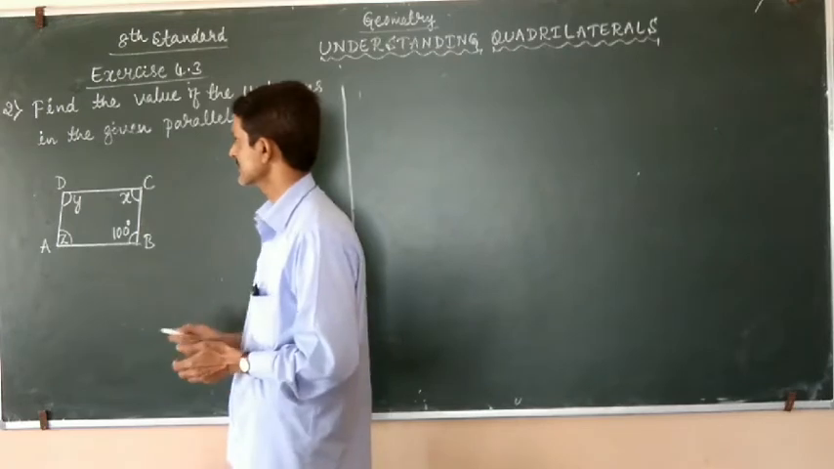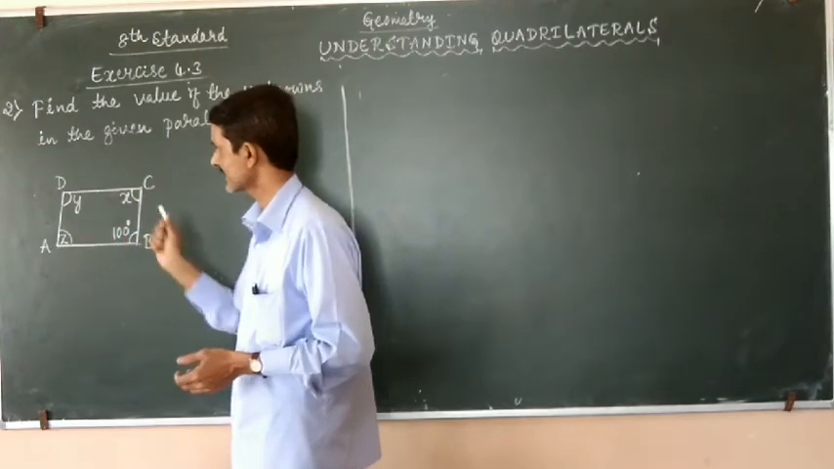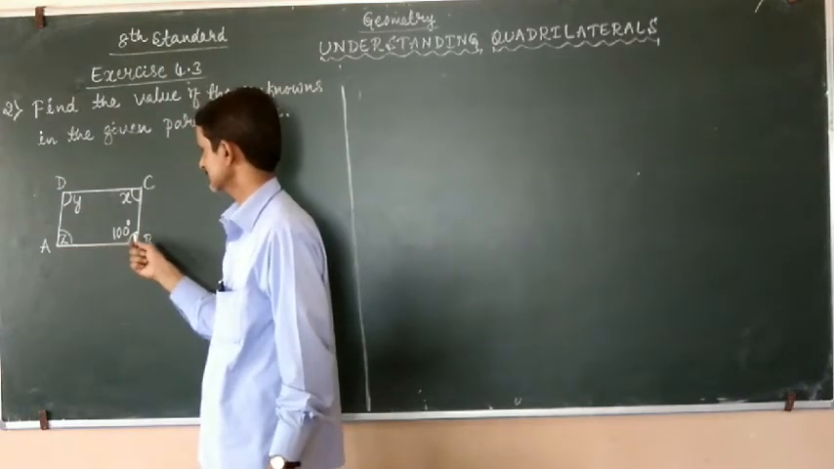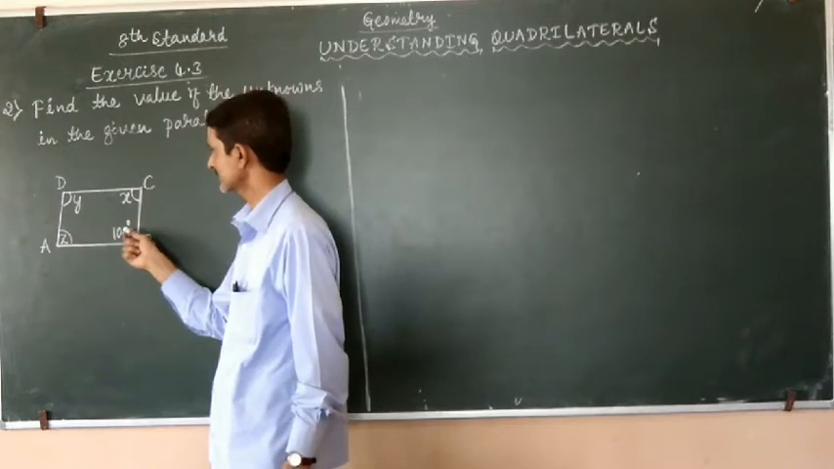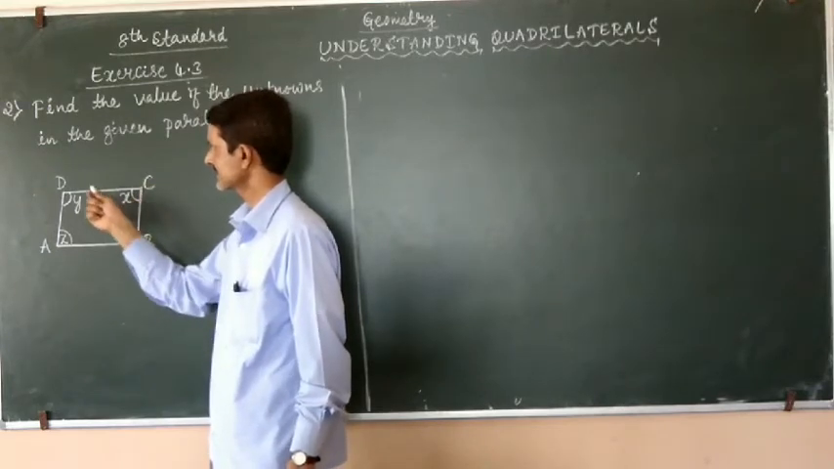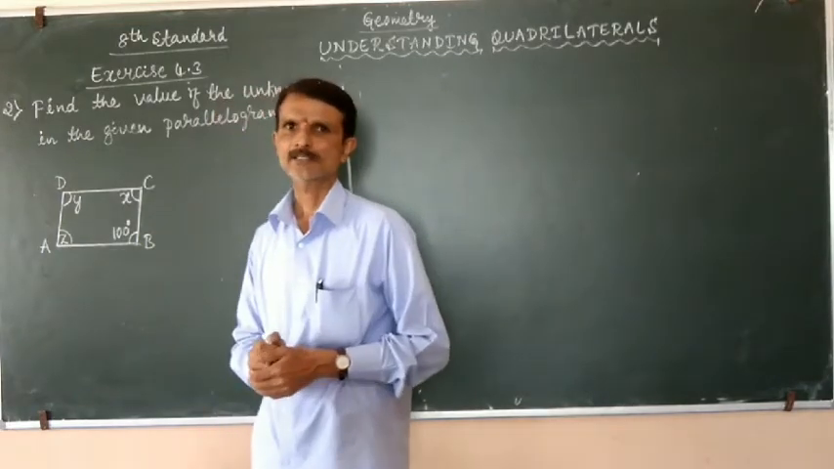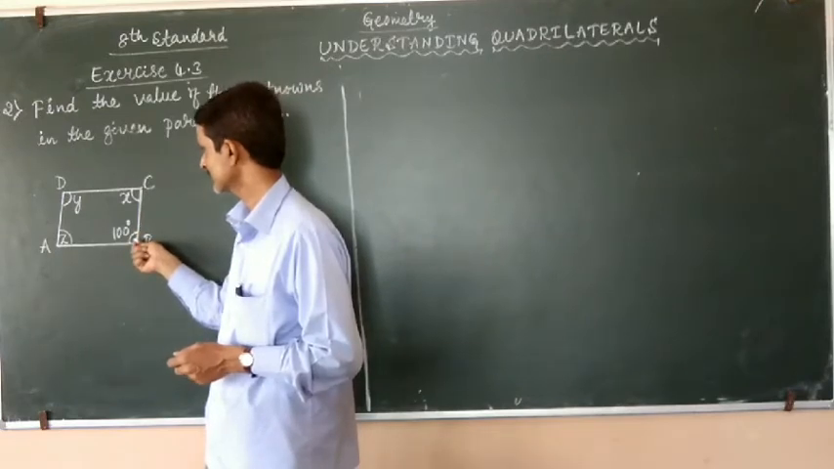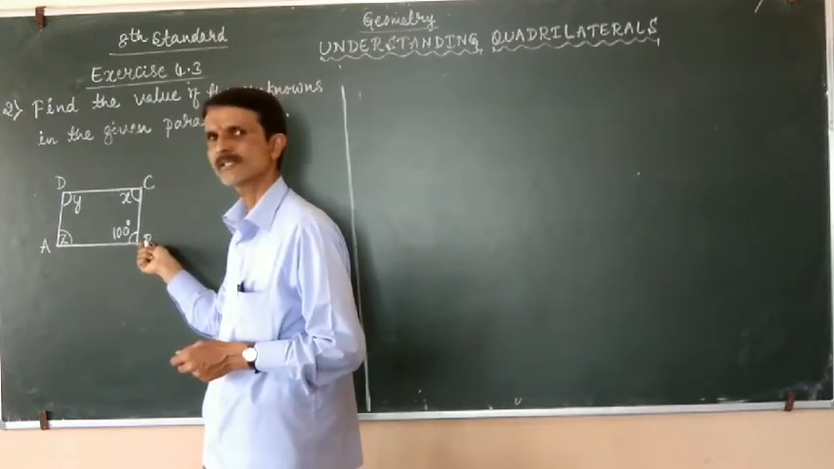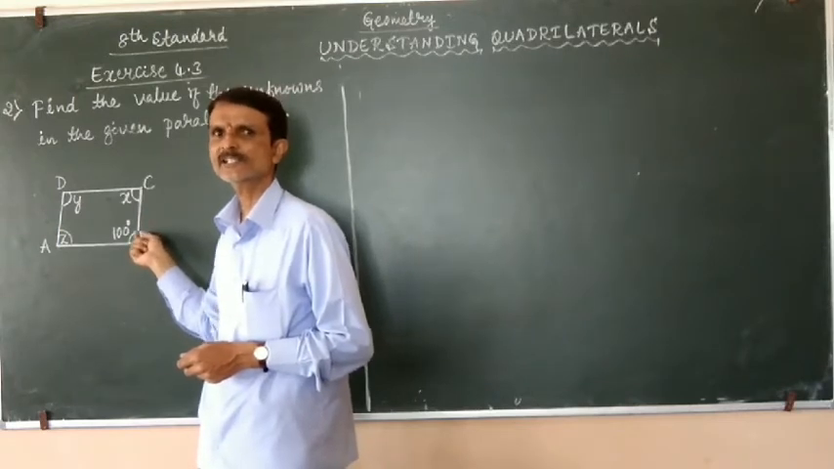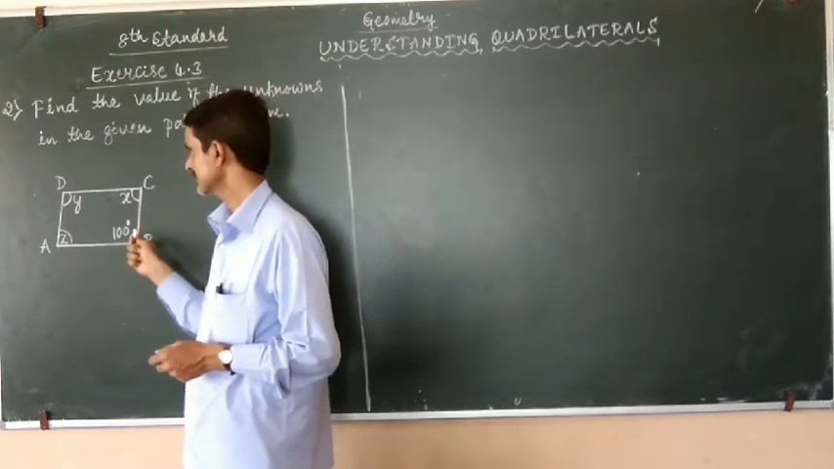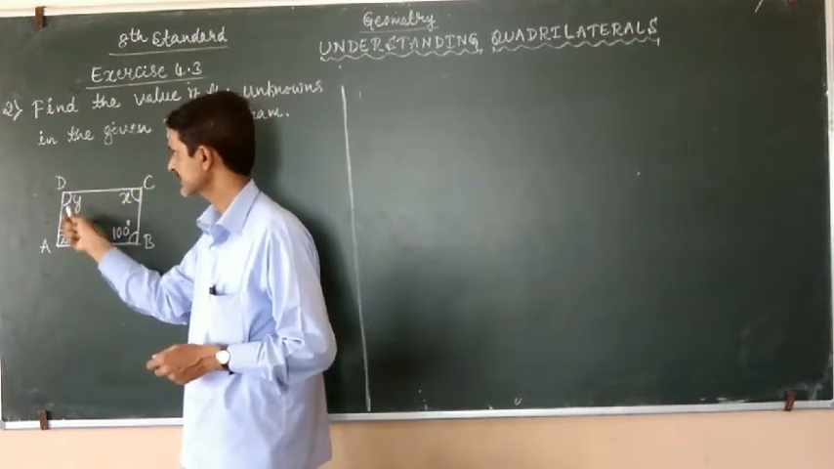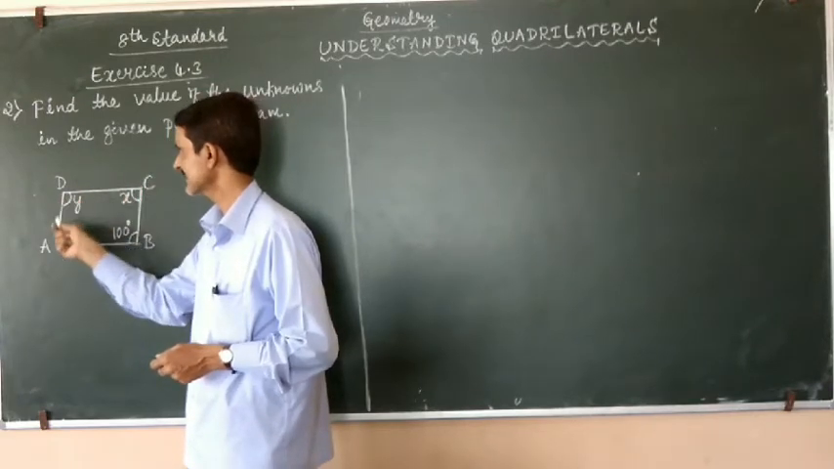Observe clearly. Here we have been given the measurement of angles. Angle A is Z. The measurement of angle B is 100 degree. Angle C is X degree. Angle D is Y degree. That means in this parallelogram, they have given the measurement of angle B. We know the measurement of angle B is 100 degree. By using this, we are going to calculate the value of X, Y, etc. That means the angle C, angle D, angle A.